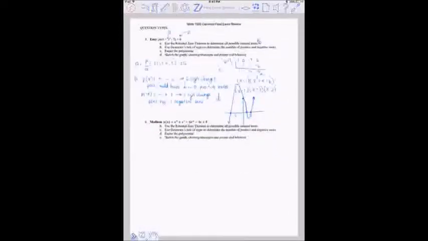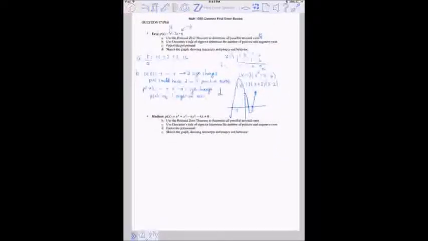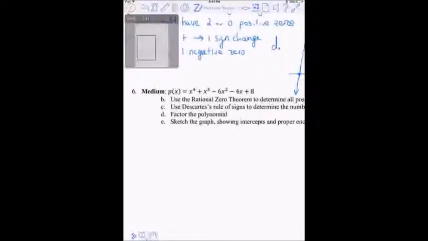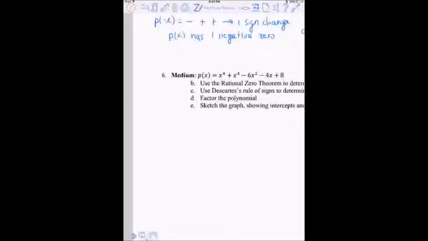Now for question 6, same idea. It's a 4th degree polynomial. So the graph's going to look a little different, but everything else is exactly the same. For part A, again, since my Q value right here is just 1, dividing by 1 doesn't change the value of the number. So P over Q really are going to be my factors of 8.